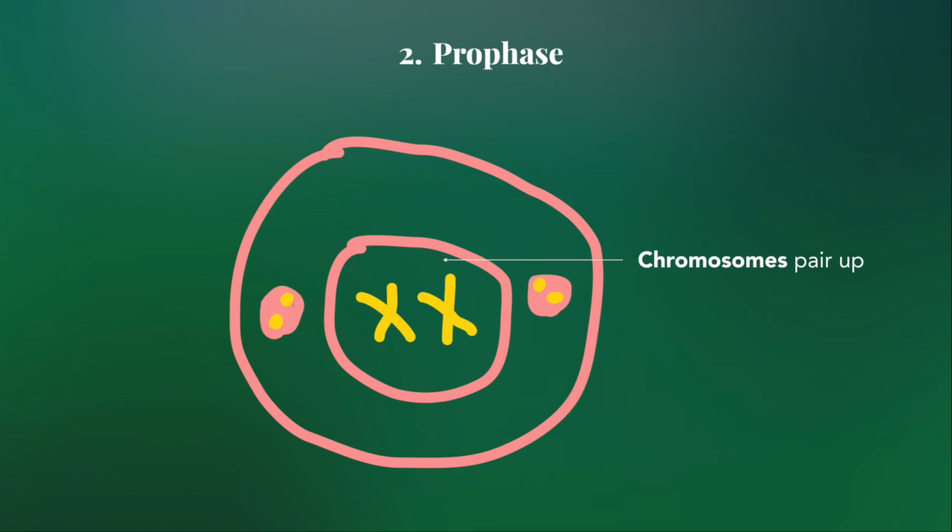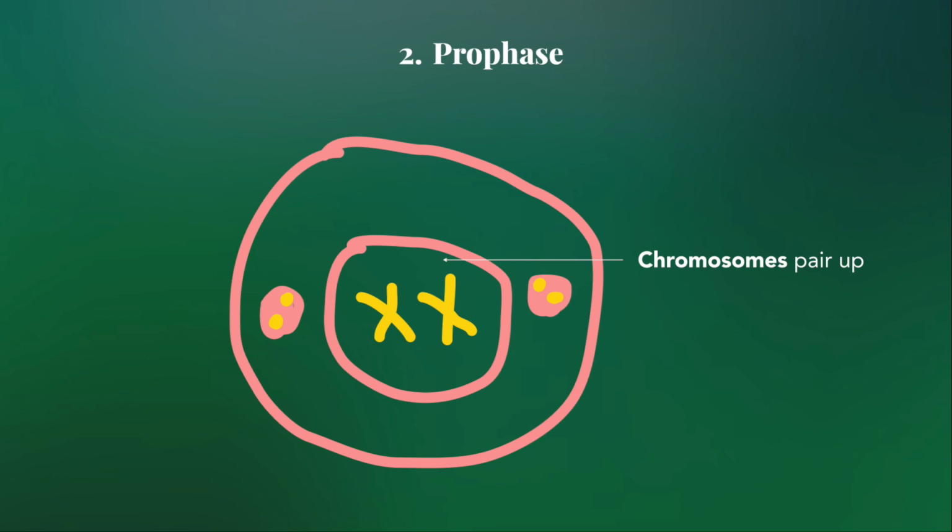Spindle fibers come, the centrioles are moving apart, and also the nuclear membrane and the nucleolus disappear, and this aster comes. What is this aster? Ray-like structures formed around the centriole. This dot is the centriole, and the asters are ray-like structures formed around the centriole.